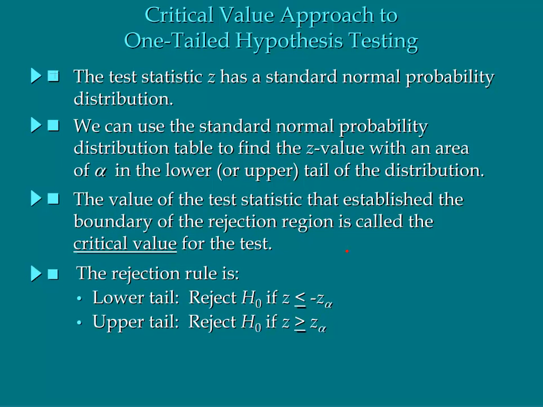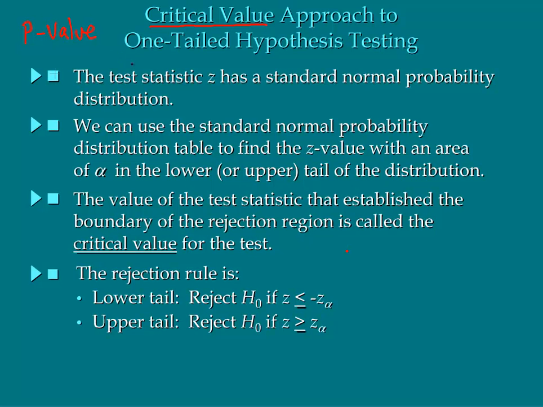In this section, we are going to look at the critical value approach to hypothesis testing. In particular, we're going to look at one-tailed testing for the moment. So the critical value. Now this approach is a complement to the p-value approach which I discussed earlier.